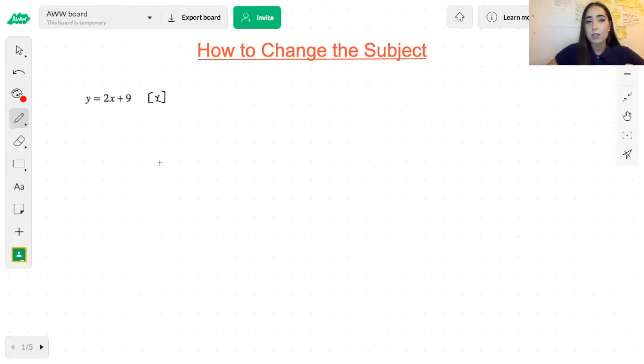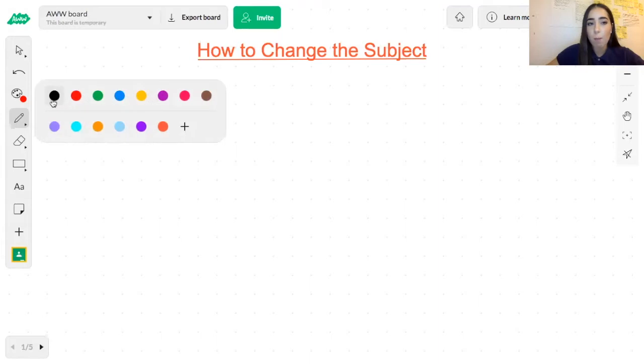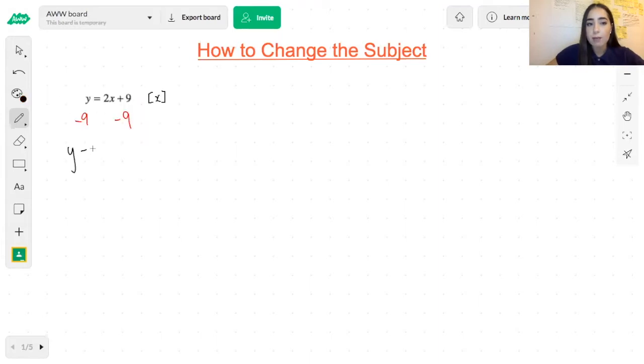The first thing that you want to do is look for any elements that have been added or subtracted to that side with the variable. So obviously we can see that we have 2x plus 9, and so we're going to remove the 9 first. So we have to subtract 9 from both sides. So on the left hand side we have y minus 9, and on the right hand side we have 2x. So as you can see, we're getting closer to making x the subject.